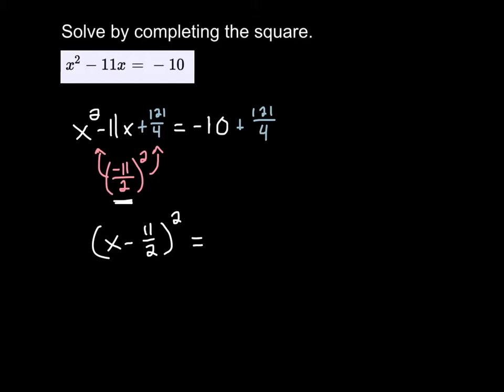On the right-hand side, I've got to add these two, so I've got to add negative 10 and 121 fourths. To do that, I need to rewrite negative 10 in terms of a denominator of fourths, so that would be negative 40 fourths. So negative 40 fourths plus the 121 fourths gives me 81 fourths.